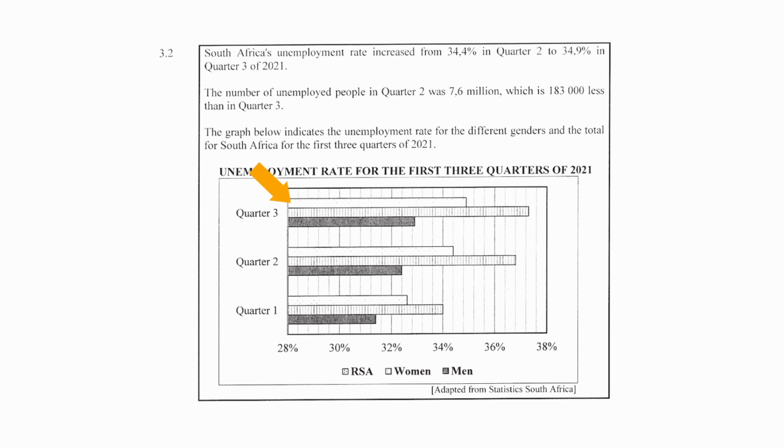The top bar of all 3 quarters represents the unemployment rate of South Africans, that is, both males and females combined.